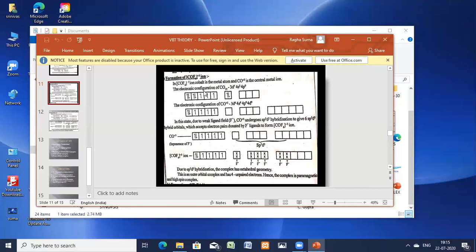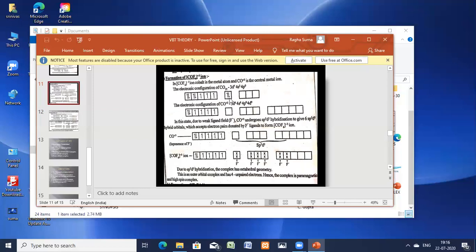Now the electronic configuration for this metal atom only, not the ion, 27. Argon configuration, 3d7, 4s2, 4p0. Now even 4d gets involved here.